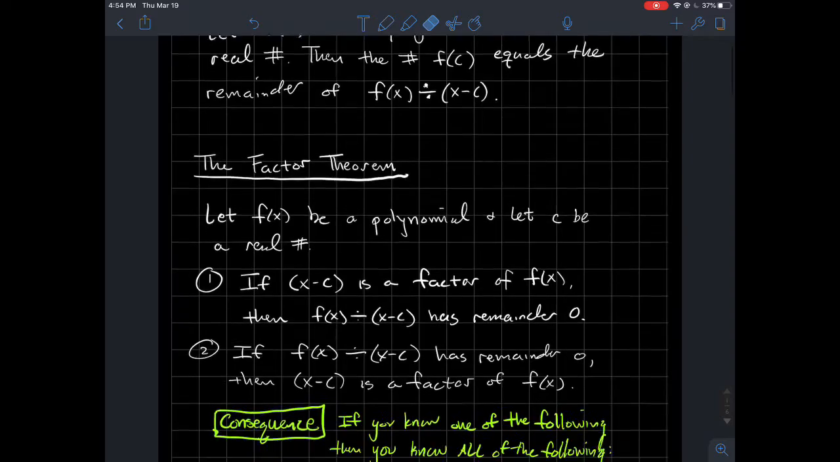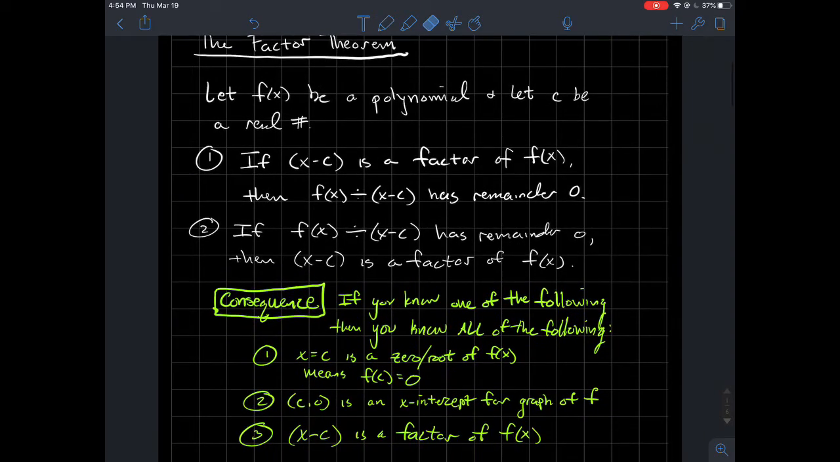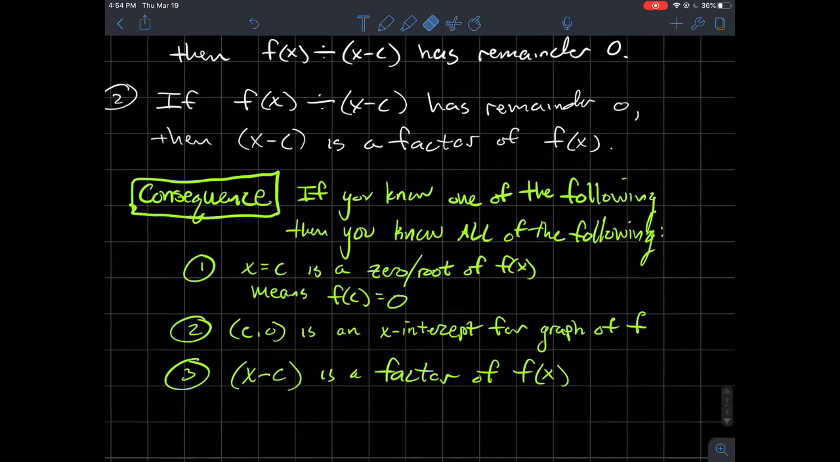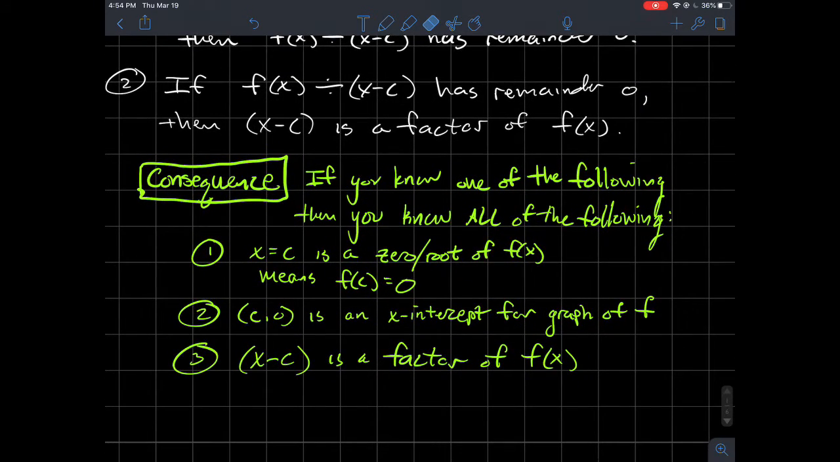Now, the new stuff. What are some consequences of both of these? If you know any one of the following, then in fact you know all of the following. So, saying that x equals c is a 0 or a root of f of x, now maybe we haven't encountered that language before. All that means is that when you plug c into your function, you get 0. In other words, f of c equals 0.